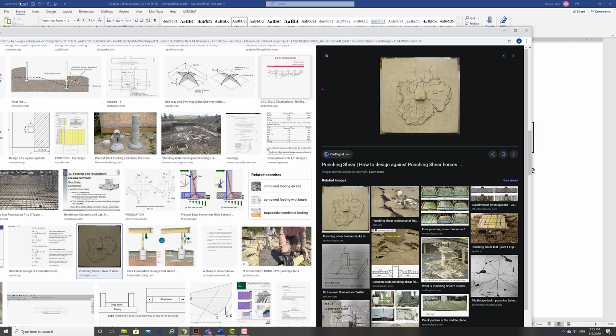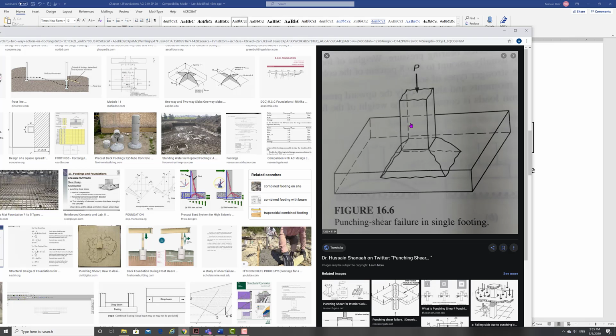So here is some. So this one right here, you can see the column, right? This goes through, okay? And that's why you got a double shear in all directions, right? Shear problem here, shear problem here. So that's what we have. The model, right? This is the model right here. So we're assuming that the column is taking a piece of concrete and pushing it down in this case, right?